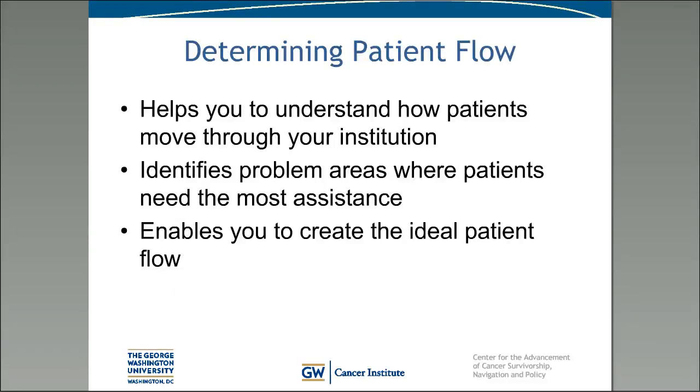And when you're defining your patient population and challenges, you might also want to create a patient flow diagram or a process map to see how patients move through your institution. It can make it easier to identify points in which patients need the most assistance or where the biggest challenges are. And you can repeat this activity to create your ideal patient flow. It's also important to note that if you're mapping the patient experience, you need to actually map what's really happening, not what should be happening or what you think is happening.